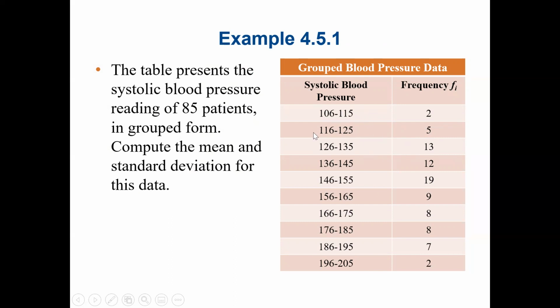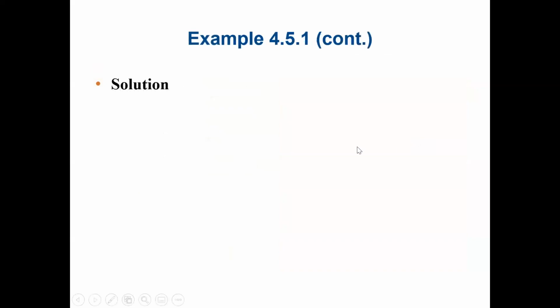So from here, as we said earlier, first we need to find the m. The m for the first class will be 106 plus 115 divided by 2. The m for the second will be 116 plus 125 divided by 2. And we keep going. Then we multiply the m value with the f. So that's what we have here.